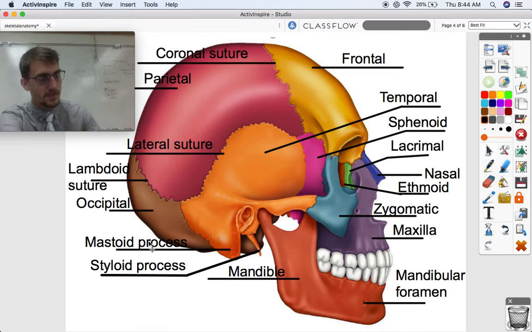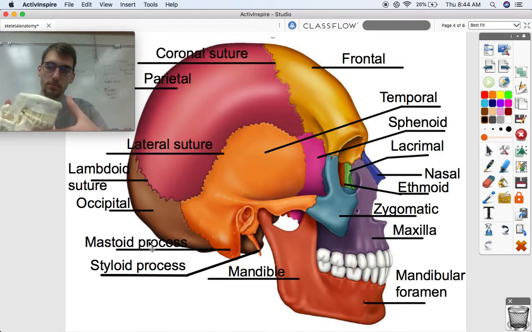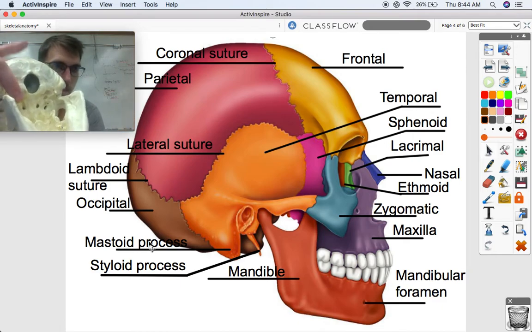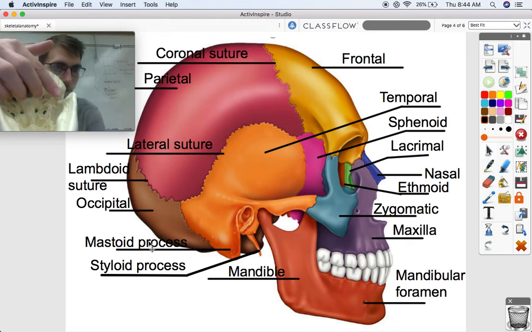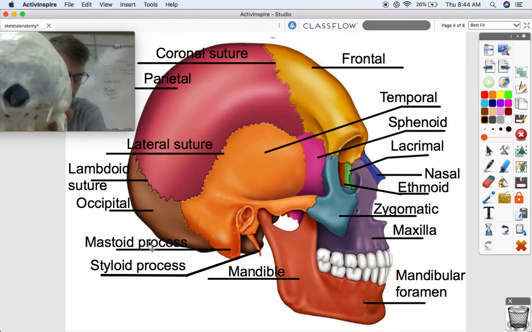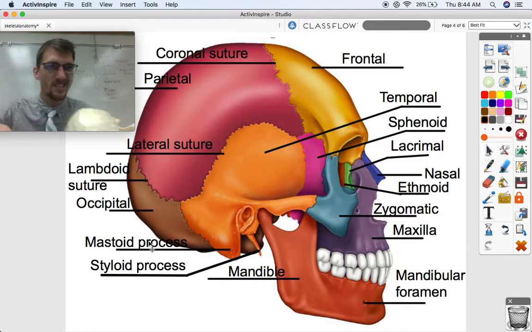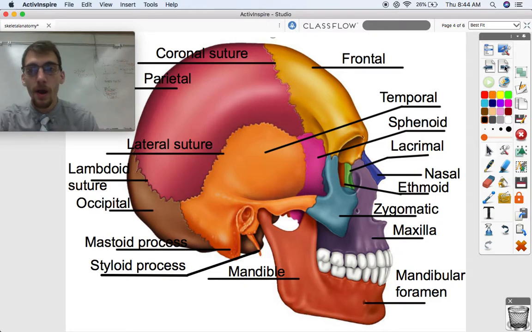There you have it. Oh, styloid process. Oop, jaw came out. There's the styloid process right there, and here's the styloid process. So it's like these pointy things coming out, but they're attachment points for muscles.